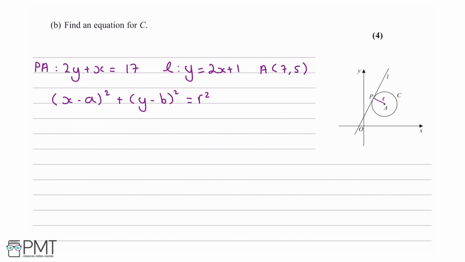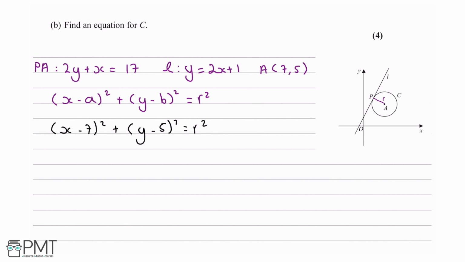Now recall point A was the center of the circle, okay, which means we know that x minus, so we've got our first x coordinate here, which is 7 squared, plus y minus our y coordinate of the center is 5 squared equals r squared. Great. So that's one bit done. Now all we need to do is find the radius.